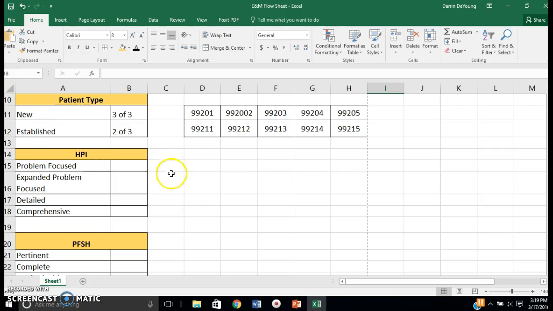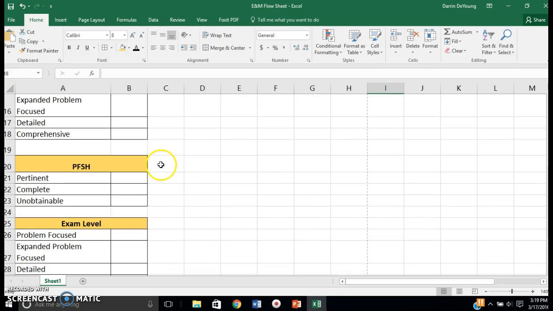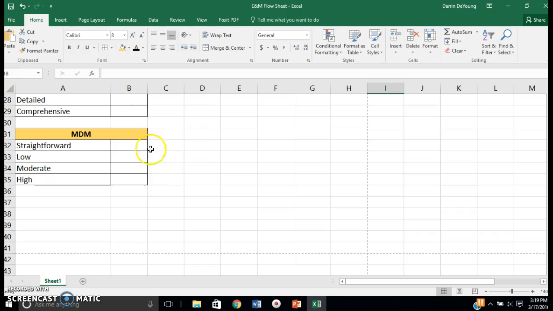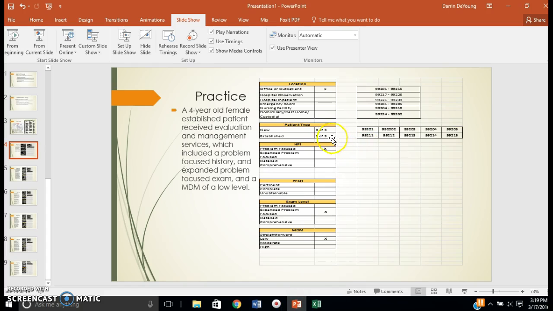We have the HPI, which is history of present illness, and your 4 options for that. We have past, family, social history and your options for that. We have exam level and the 4 options for that, and then the MDM and the 4 options for that. I will show you when we go through these problems that basically I just check the boxes, and that keeps me a little bit straighter on what it is I should be looking up to establish my code. Okay, so let me make this bigger for you.